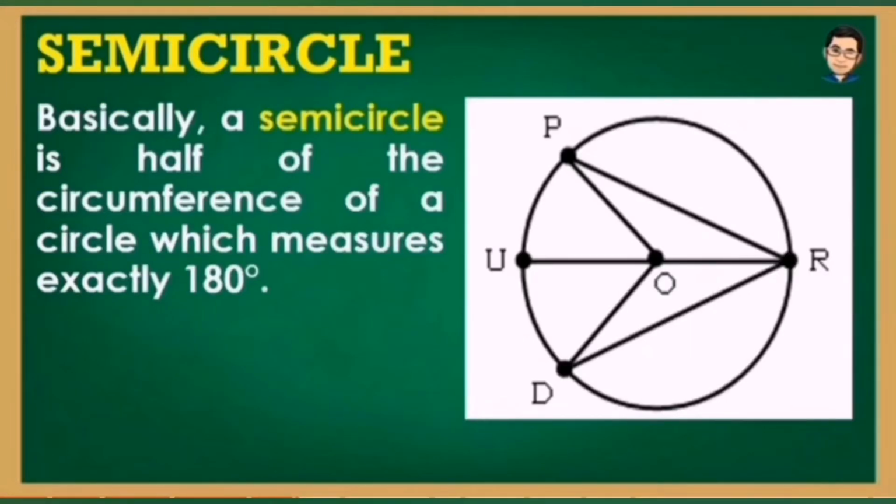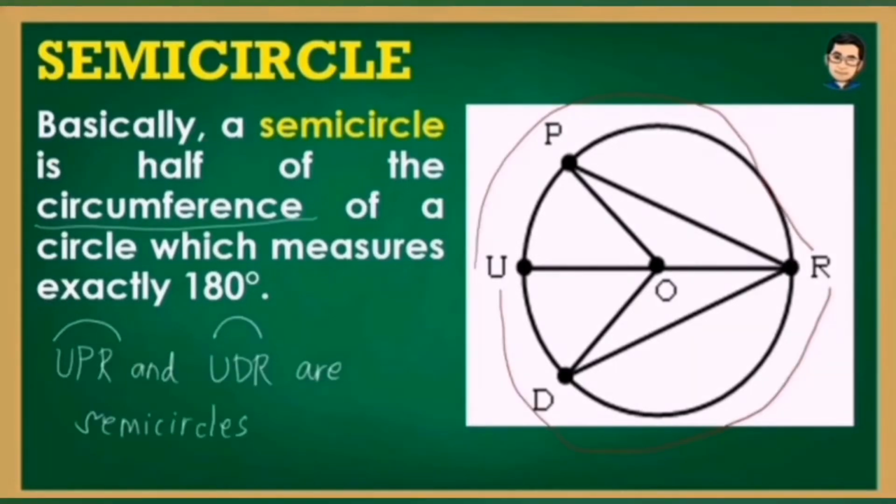Let us discuss the types of arc. Semicircle. Basically, a semicircle is half of the circumference of a circle which measures exactly 180 degrees. In this data, arc UPR and arc UDR are semicircles.